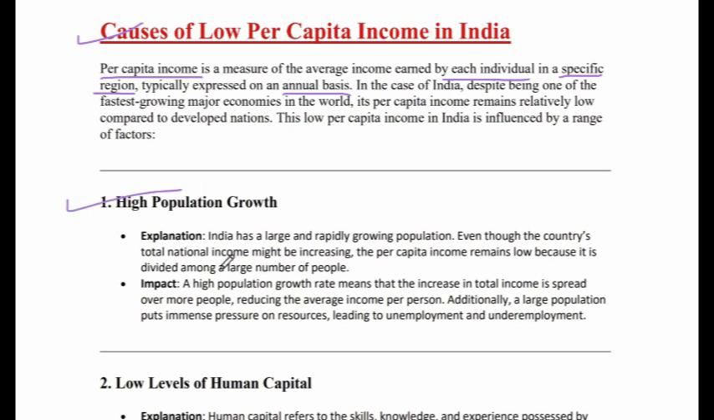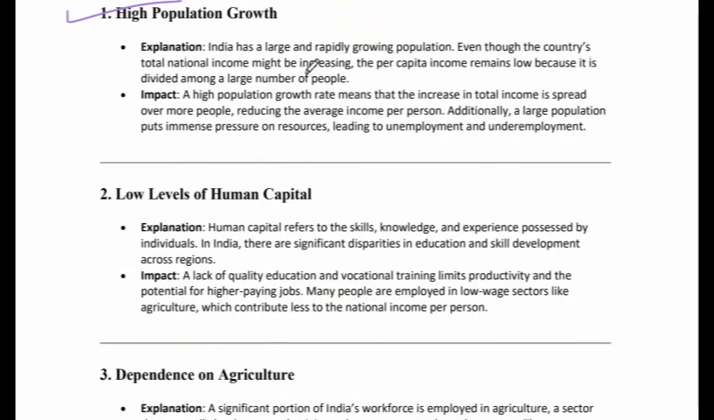तो फर्स्ट इज हाई पॉपुलेशन ग्रोथ। India has a large and rapidly growing population. हम लोग खाली चार देखेंगे, चार कारण देखेंगे इसमें। कारण बहुत सारे हैं बट विल टेक द फर्स्ट फोर। India has a large and rapidly growing population. Even though the country's total national income might be increasing. National income क्या होता है? GDP, Gross Domestic Product. वो भले बढ़ता हो, फिर भी इंडिया का पर कैपिटा इनकम वो बहुत कम है because of large and rapidly growing population. The per capita income remains low because it is divided among a large number of people.